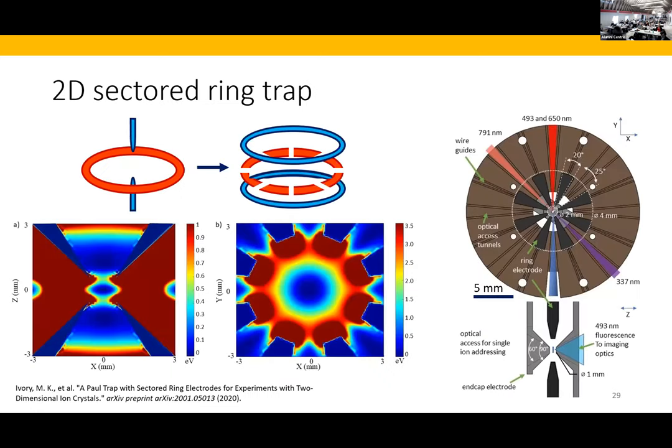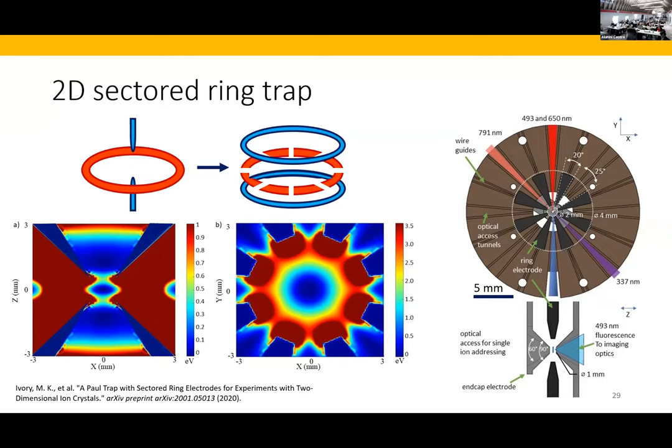So these experiments are done in a sectored ring trap. So here what's been done is the RF ring has been broken into 8 equal segments and the 2 end caps transformed into rings to allow optical access. This is what the potential would look like. Here we are looking straight down into the trap where you can see the different electrodes around the sides, all creating this nice circular potential in the middle where the ions get caught. There's strong confinement axially, allowing it to squish these into nice pancake crystals.